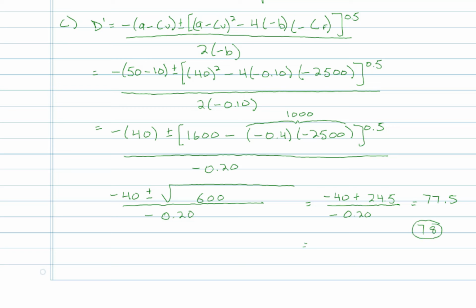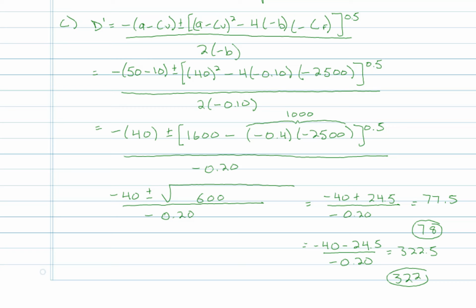And the other one is going to be negative 40 minus 24.5 divided by negative 0.20. And that is 322.5, and they should round down. If you sell more, you're going to be back into negative territory, so the other break-even point is 322.